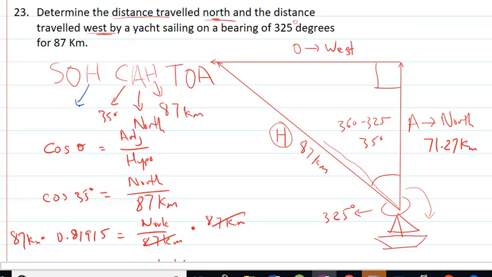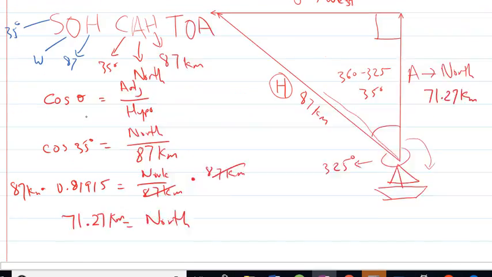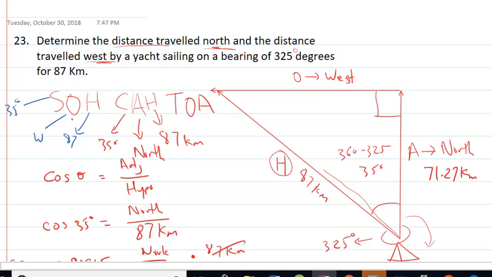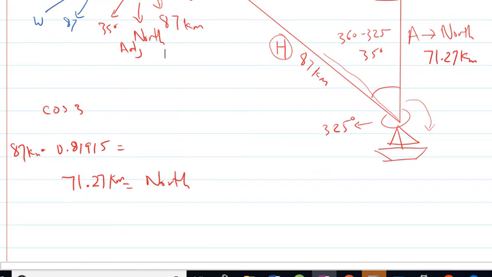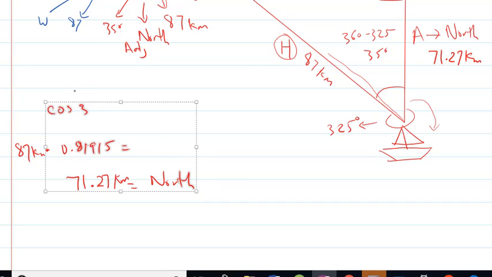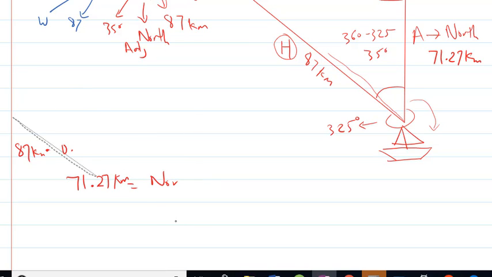So we knew what the hypotenuse was. It was 87, and we do not know what the opposite was, which is west. And the sine is the same angle here, which is the 35-degree angle. So again, we're going to rewrite the equation, and let me just see how I can delete everything here. Let me just rewrite this equation.